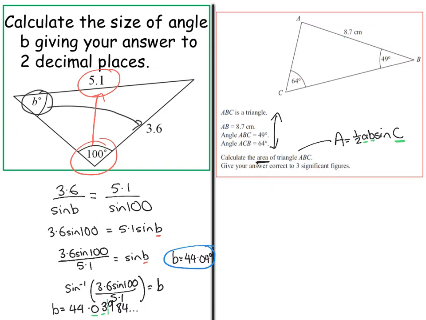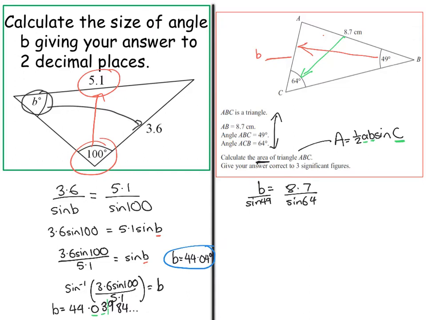So at the moment, I only have one side, so I need to find another side somehow. So you can see that this side is opposite this angle, and then also we have this angle opposite this side, so it's possible for me to find this side here using the sine rule. So I'm just going to do that first of all. So this side is opposite the vertex B, so I'm going to label that side B. So if I set up my equation, it will be B over sine of 49 is equal to 8.7 over sine of 64.